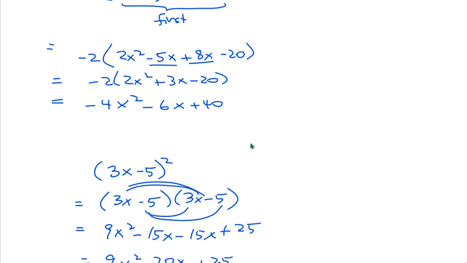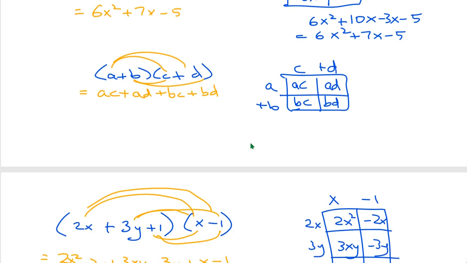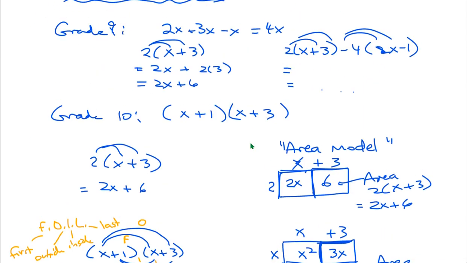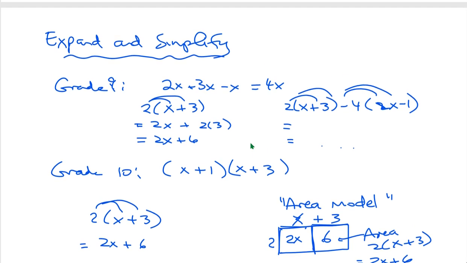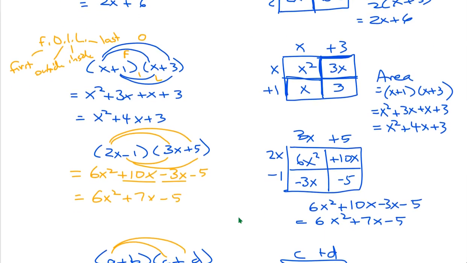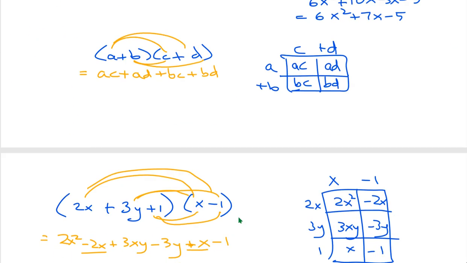Okay, so hopefully you've seen enough examples now that it would help you with any questions you're faced with that have to do with expand and simplify. Sometimes the expressions get really long, but that's okay. Just do the multiplications and collect the like terms at the end.